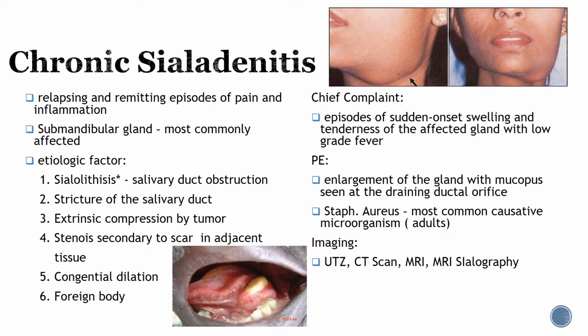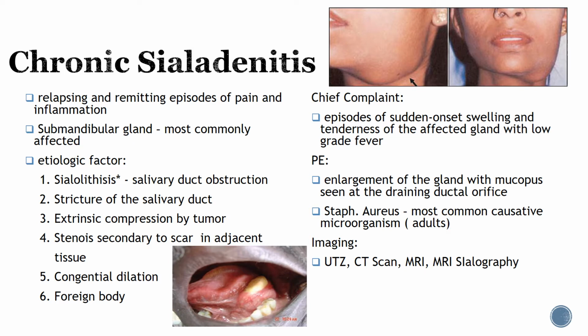Chronic sialadenitis is a localized condition of the salivary gland characterized by relapsing and remitting episodes of pain and inflammation. The submandibular gland is the most frequently affected site. The initial inciting factor is believed to be salivary duct obstruction, which results in salivary stasis and eventually in ascending bacterial infection. The most common cause of ductal obstruction is sialolithiasis. Additional causes include the stricture of the salivary duct, extrinsic compression by a tumor, stenosis secondary to scar in adjacent tissue, congenital dilation, and foreign body.